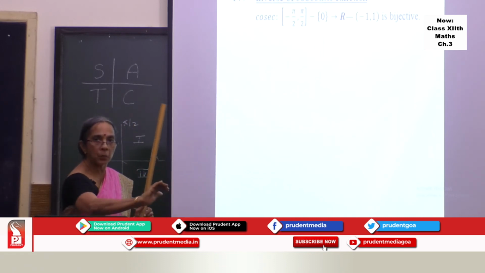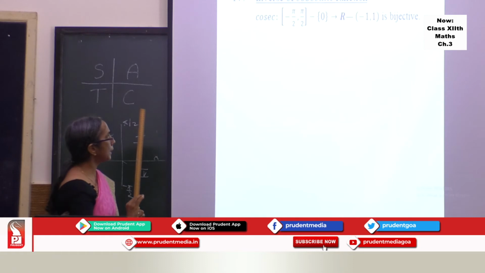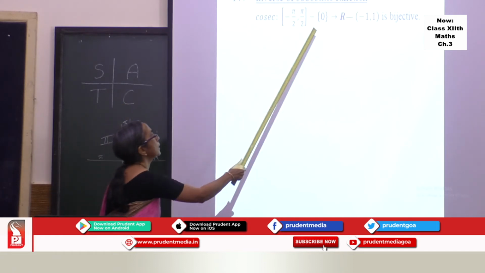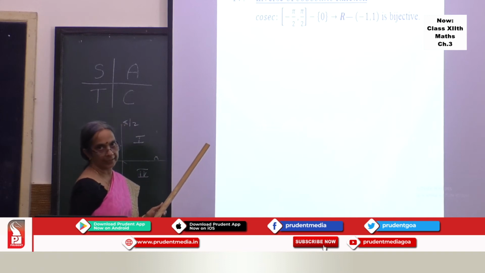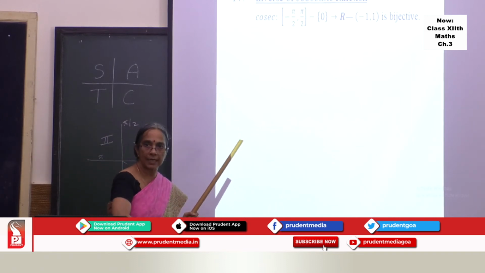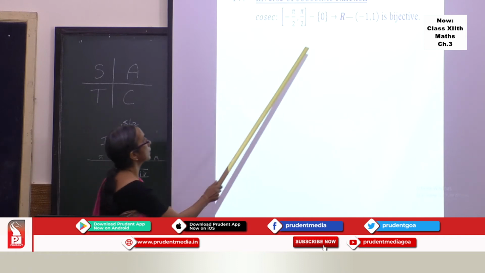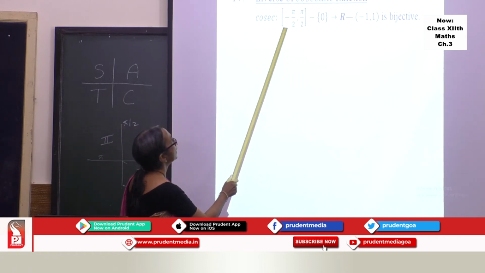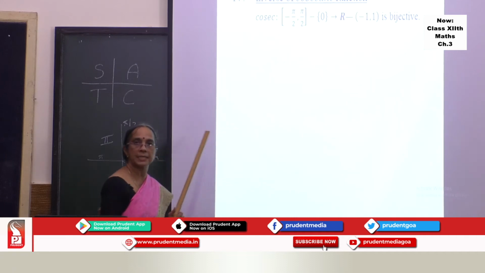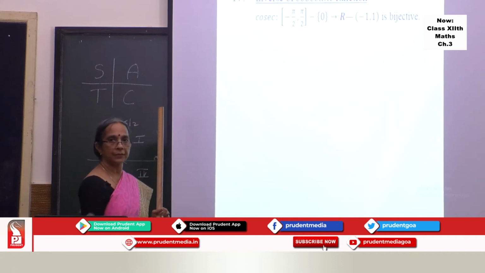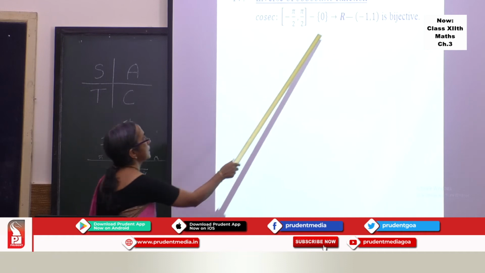From that you have to remove 0. 0 should not be included because cosec of 0 is not defined. Sin 0 is 0, cosec 0 is 1 by 0, not defined. Therefore, 0 should be removed from the domain. Otherwise, the domain is the same as the domain of the sine function except 0.